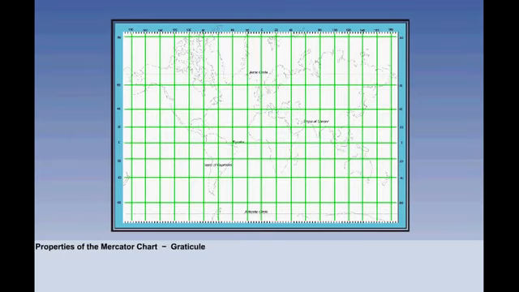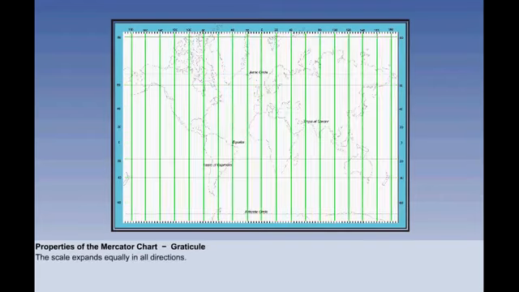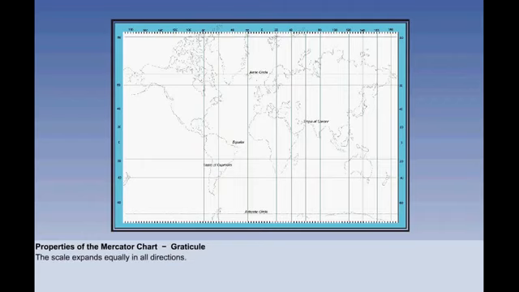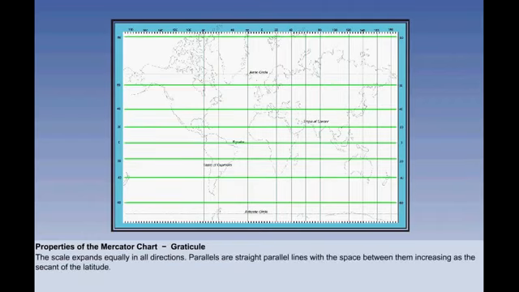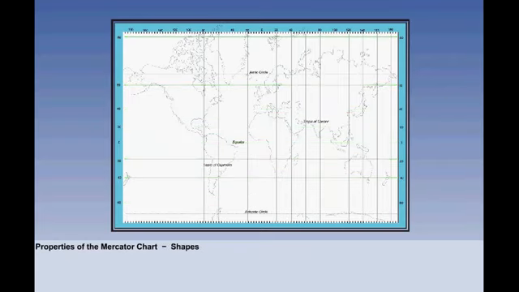A graticule is simply the term for the network of latitude and longitude lines on the chart. Meridians are equally spaced straight parallel lines. Parallels are straight parallel lines with the space between them increasing as the secant of the latitude. How are shapes affected by the projection? In equatorial regions, shapes are reasonably accurate.